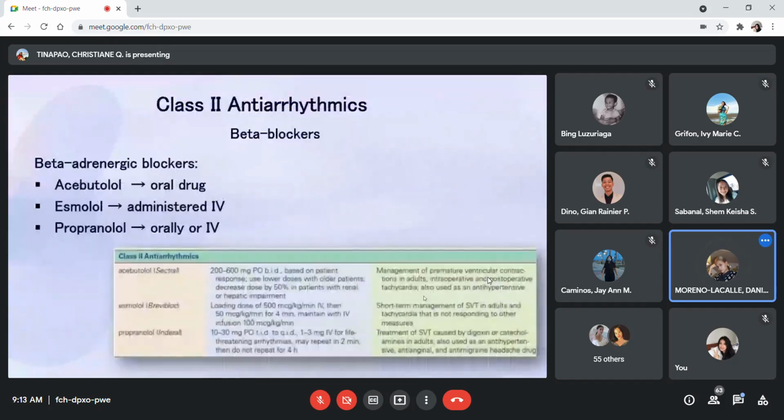Next slide, please. Then we have now the class 2 antiarrhythmics, which are the beta blockers. They block the impulses that may cause an irregular heartbeat or rhythm, and they also interfere in the hormonal influences on the heart cells. This is the management of premature ventricular contraction, so there will be decreased heart rate and decreased contractility. Contractility is the strength of contraction. So we have 3 drugs that belong to this class 2. So with their pharmacokinetics, next slide please.